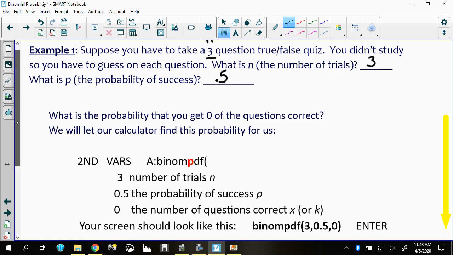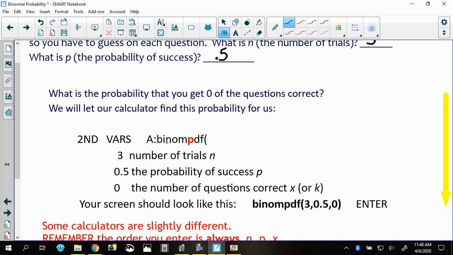So 0.5 chance of getting a success. So when we put this into the calculator, you're going to go to second vars, select an A for binomial PDF. Remember, there's a PDF and a CDF, so you want to select the one that's PDF. 3 trials, so put a 3 in, comma, if you're doing it not with the list, the screenshot that gives you the list, you're going to put a comma after the 3, and then you put 0.5, comma, and you want 0 questions correct. So basically you got nothing right when you guessed. So if we do that, we want it to look like this. Okay, once you get this, you're going to hit enter.